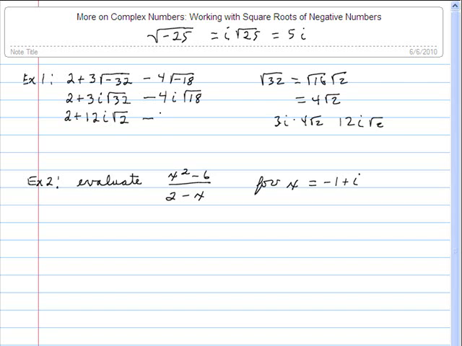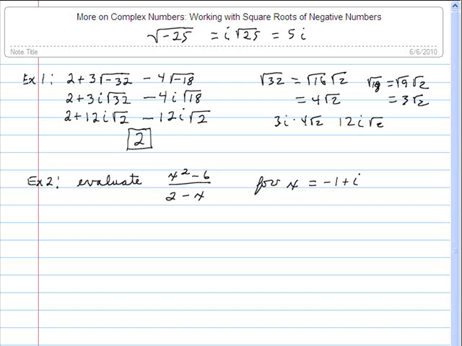Let's go ahead and change the second one now. The square root of 18 is the square root of 9 times the square root of 2, so that's the same as 3 square roots of 2. So again, I'm going to have 4 times 3, which is 12i square root of 2. Now I have 2 plus 12i square root of 2 minus 12i square root of 2. The plus 12i square root of 2 and the minus 12i square root of 2 cancel each other out, so the answer here is just 2. Okay?